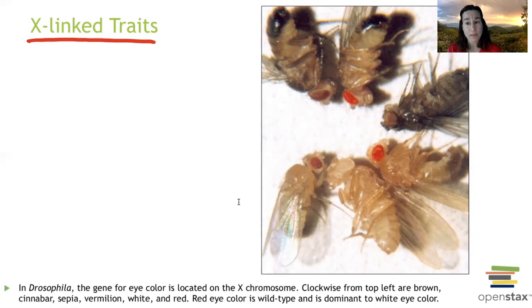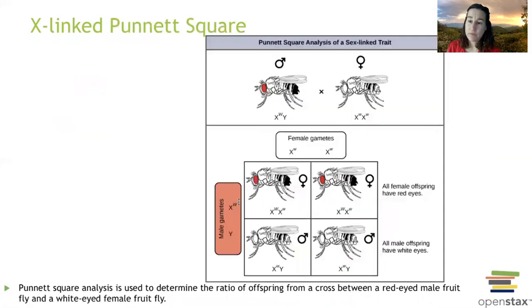But the 23rd pair were our sex chromosomes. If you had 2 X's, you were a female. If you had an X and a Y, you have the SRY gene on the Y chromosome, and you would display male traits. So those are our sex chromosomes for people. 2 X's, female; X and a Y, male. And in this example, they are using fruit flies, and their eye coloration is located on the X chromosome.